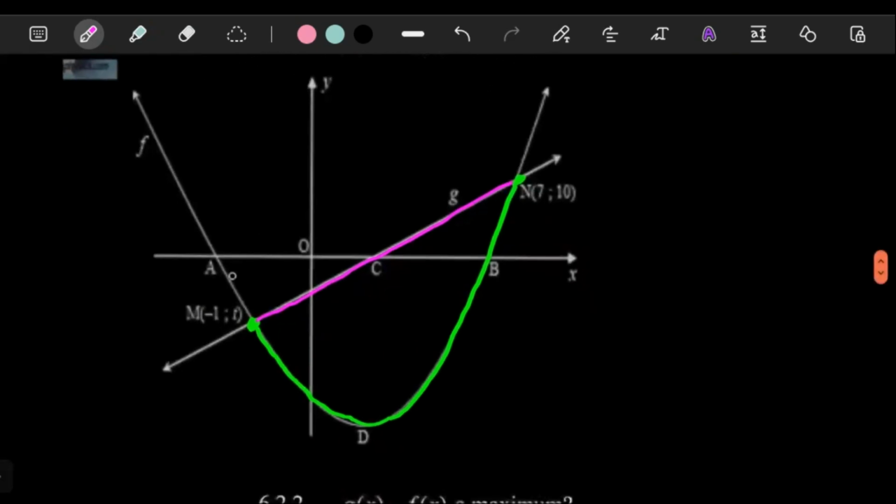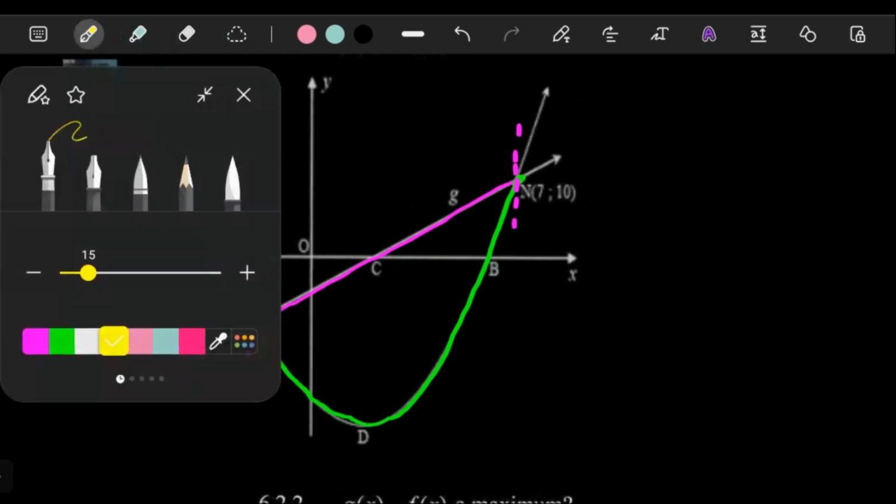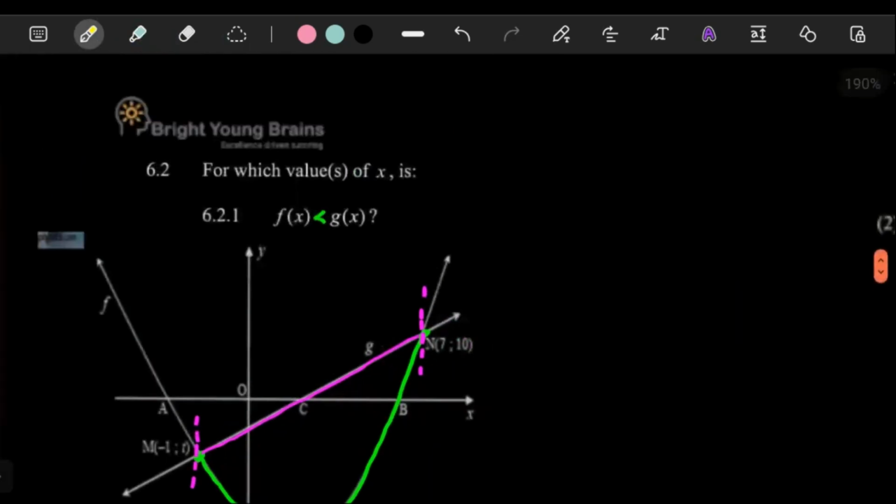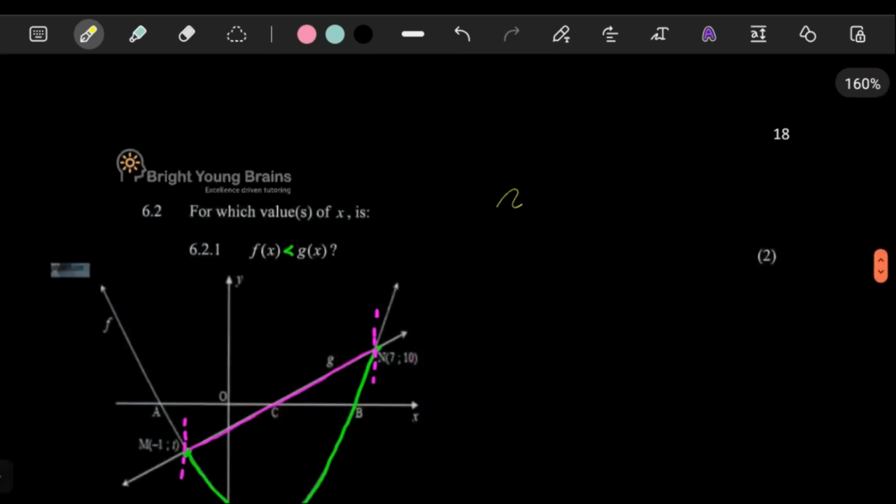It's starting from this x value up until this x value. So between -1 and 7, you see. So here we can say x is bigger than -1, but then that same x value is smaller than 7, which is what we have there.